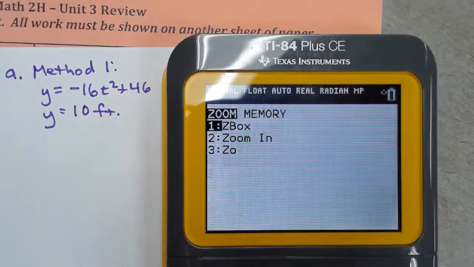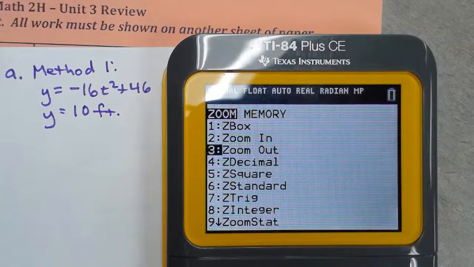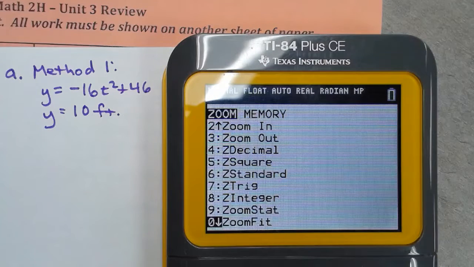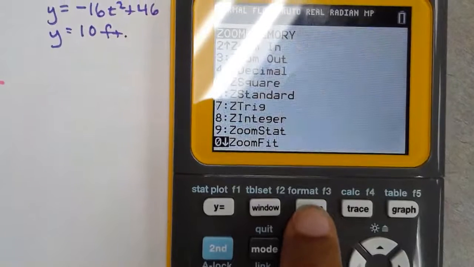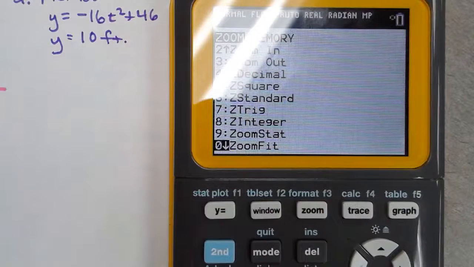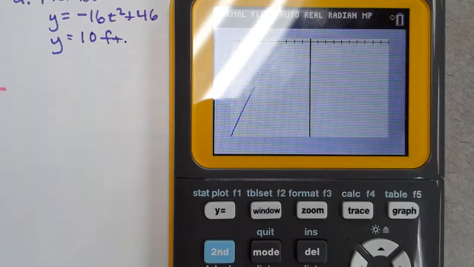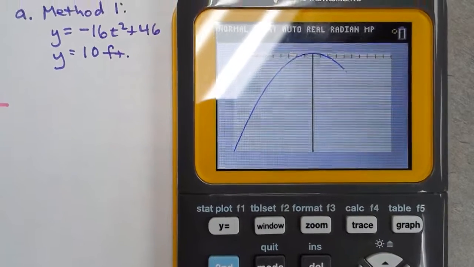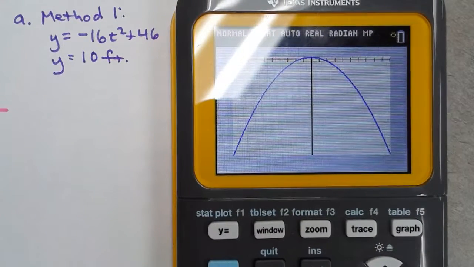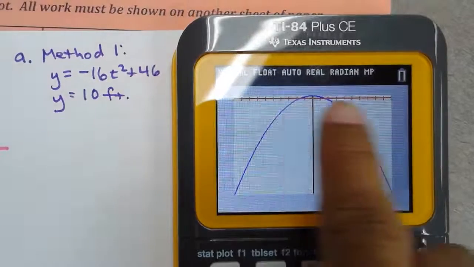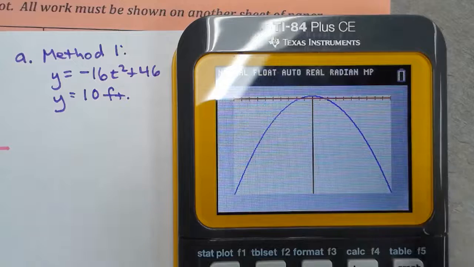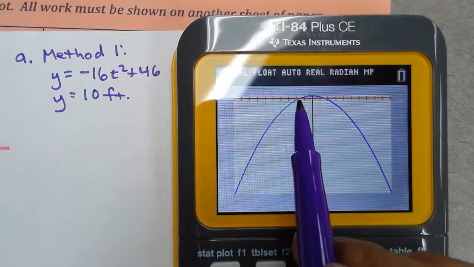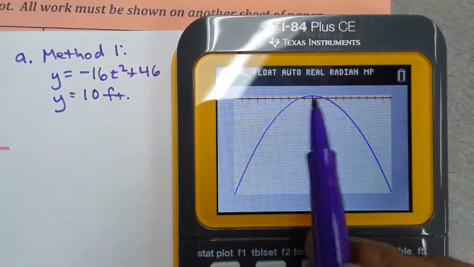So we're going to go to zoom, and arrow down until it says zoom fit. So you hit the zoom button first, which is right here, and then you arrow down until it says zoom fit. So go ahead and select zoom fit. And you'll notice that we'll have the parabola right there. And then you'll see that red line, which is the 10. We want to see where it crosses. Now, we're looking for what is the x value. We have a negative and a positive where they actually cross. We have 2 points.